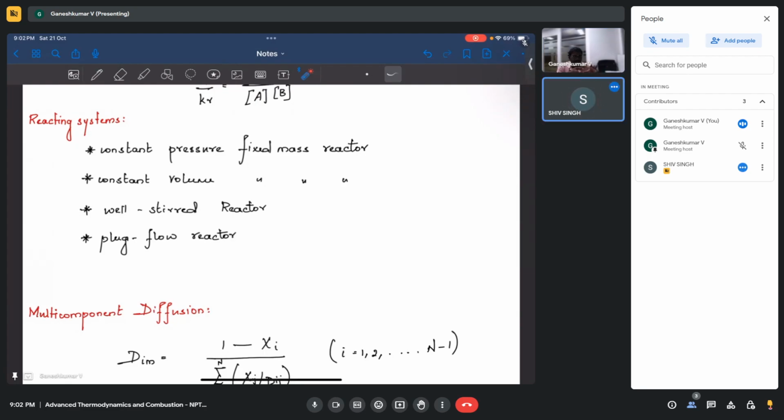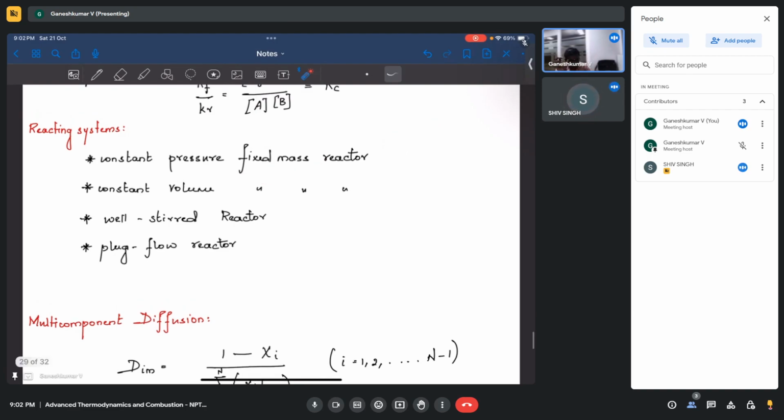Why do we need to study the constant pressure reactor? Since the pressure doesn't change, and it's also fixed mass, it's a piston-cylinder arrangement, right? Basically, you will get something called ignition delay. So you can find something called ignition delay from this reactor, the constant pressure, fixed mass reactor.